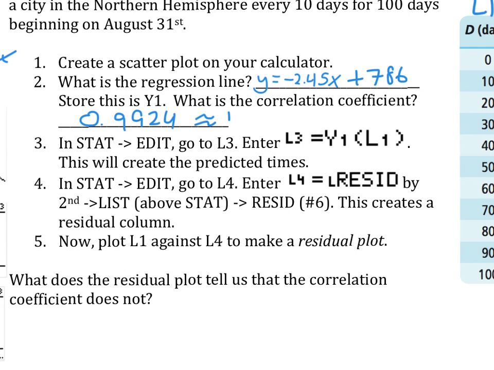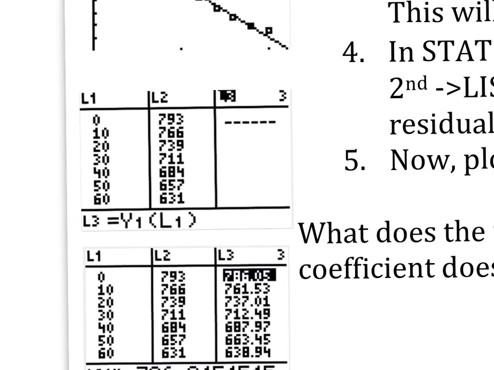So what you're going to do is go to Stat Edit and go to L3, and plug in Y1 parentheses L1. It's going to take the function and evaluate it at all these numbers, and you get these. So here we have our observed values, and here are my predicted values based on my model.